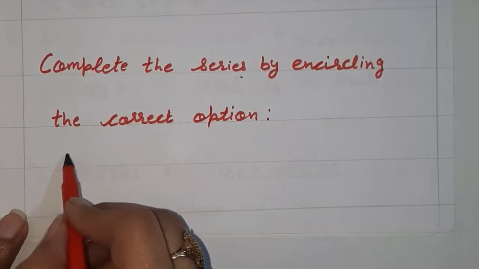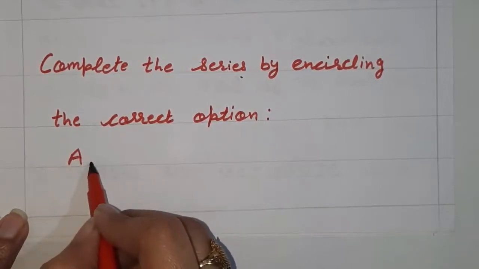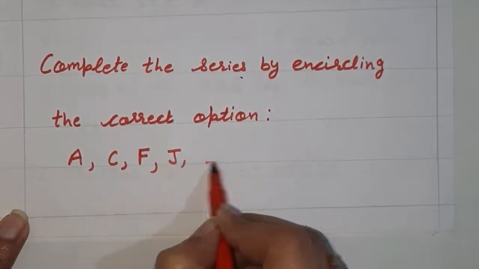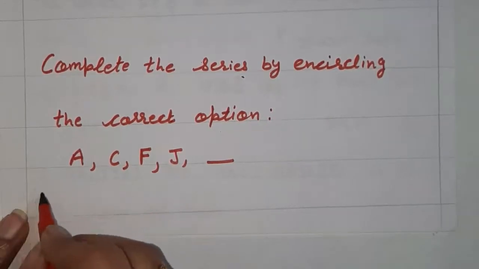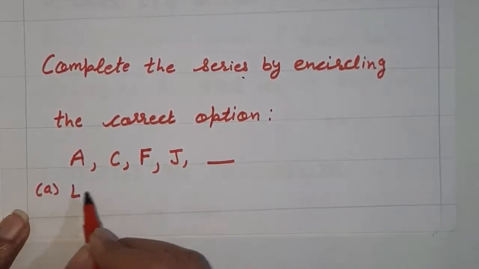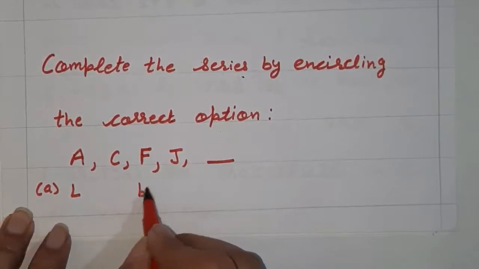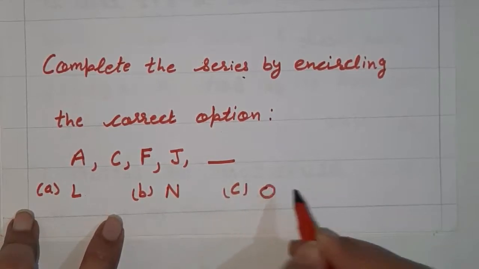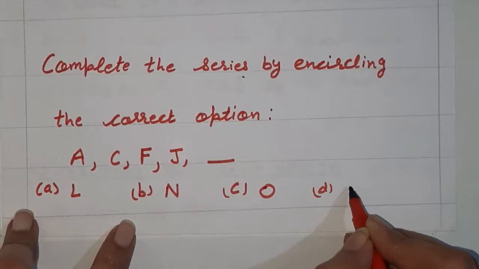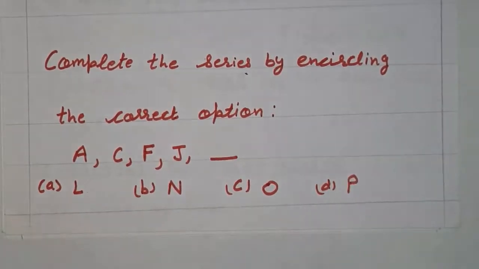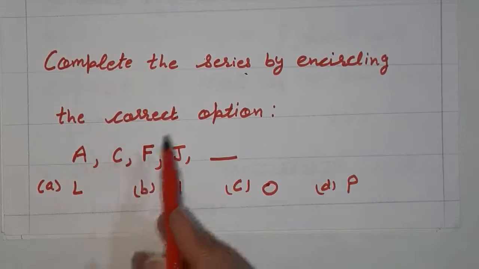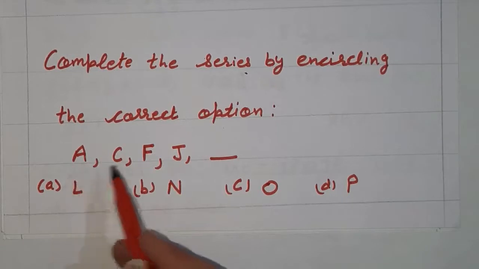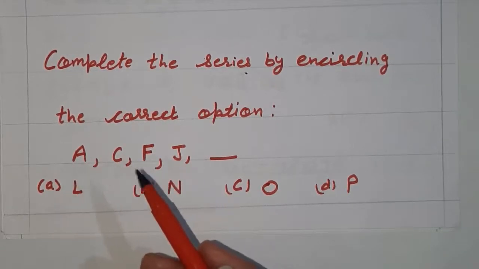I am taking the example of single alphabet series like this. Okay, and the options are given to us. L, B is given to us, N, C option is given to us, O, and T option is given to us, P. Now we have to see this. This series can be of single alphabet, 2 alphabets together, 3 alphabets together, 4 alphabets together. It can come in any way.